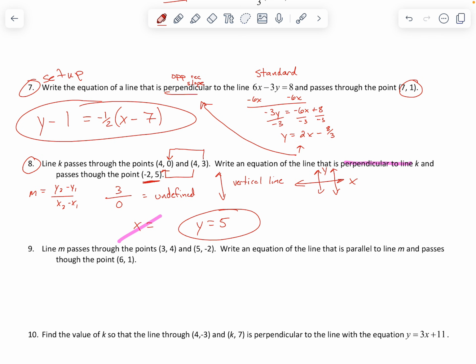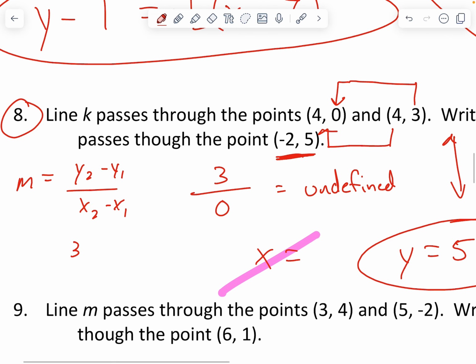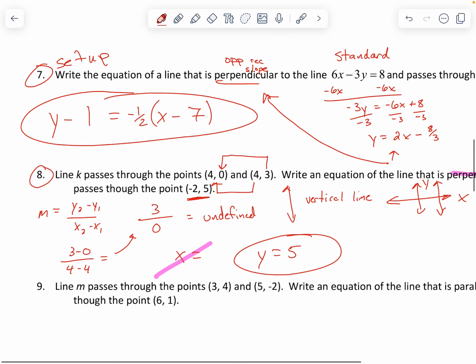Okay, so we used the slope formula here to figure out the slope was going to be 3 over 0, right? And if you want to write this out a little bit further, you can as well. You could say that this is 3 minus 0 over 4 minus 4. And again, that gives you 3 over 0, which is undefined because you can't have 0 in the bottom.